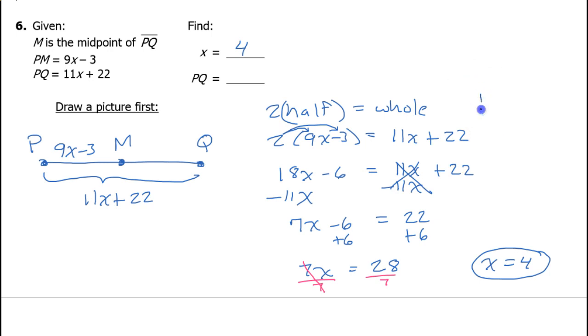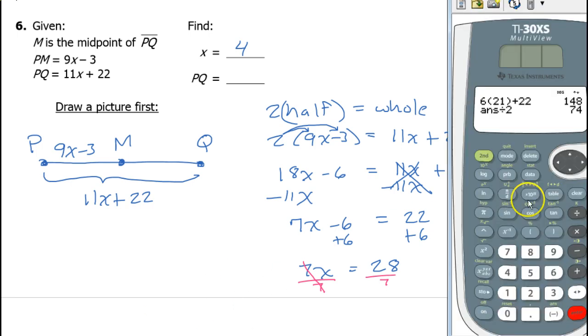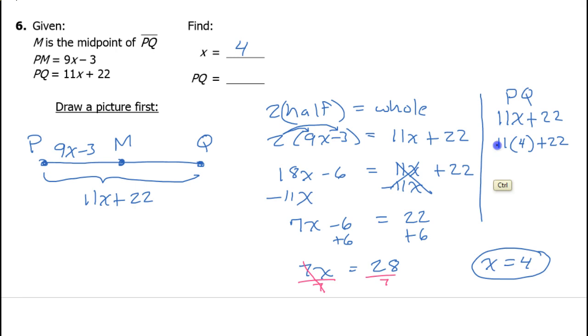So now we are supposed to find PQ. Alright, PQ is 11x plus 22. But now we know that x is 4, so this will be 11 times 4 plus 22. Okay, so I can work this out by hand, or I can put it in my calculator like this. 11 times 4 plus 22. Alright, so it should be 66. Alright, 11 times 4 is 44. And 44 plus 22 is 66. So you can do either one of those things. Alright, so that's it.